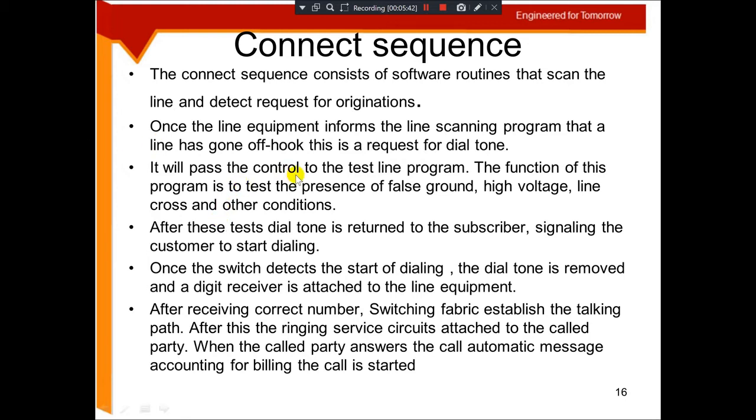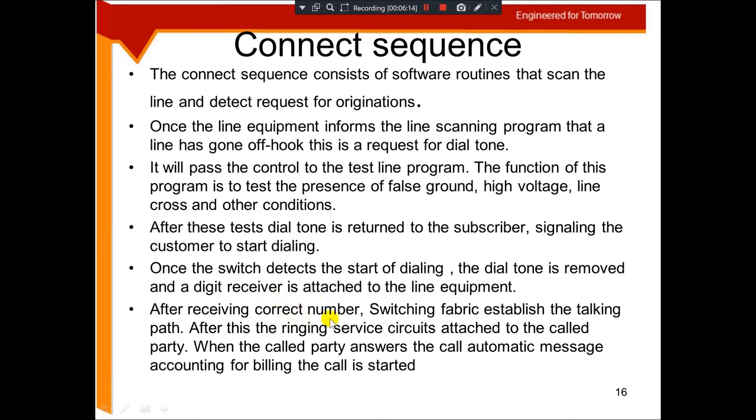It will pass the control to the test line program. The function of this program is to test the presence of false ground, high voltage, line cross, and other conditions. After these tests, the dial tone is returned to the subscriber, signaling the customer to start dialing. Once the switch detects the start of dialing, the dial tone is removed and the digits received are attached to the line equipment. So the input given by the caller, that is the dialed number, will be attached to the line equipment.